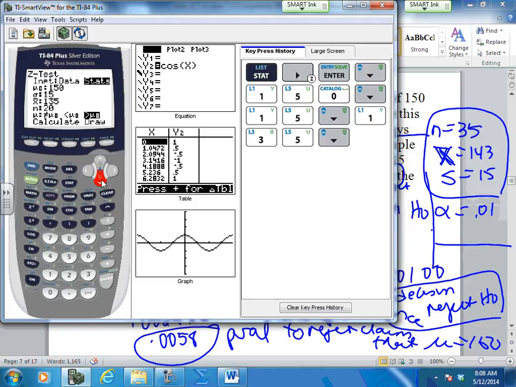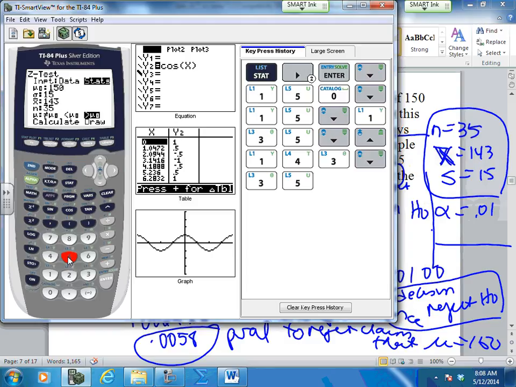And your N, oh, where did I get 143? 143. And your sample N is 35, right? Did I get the standard deviation?